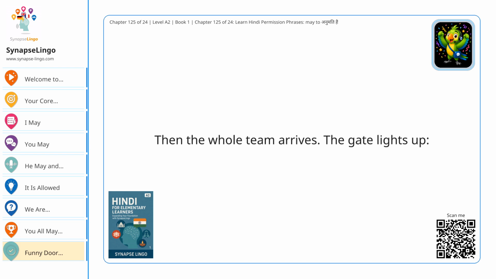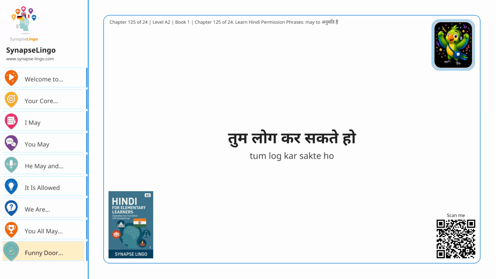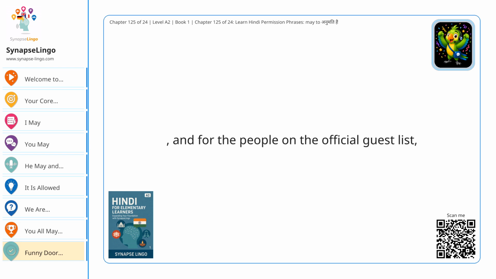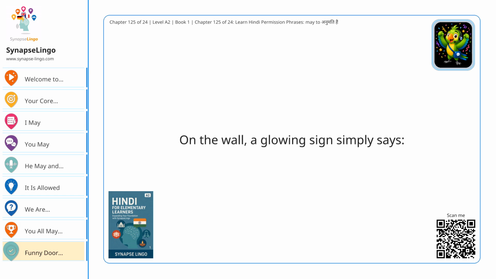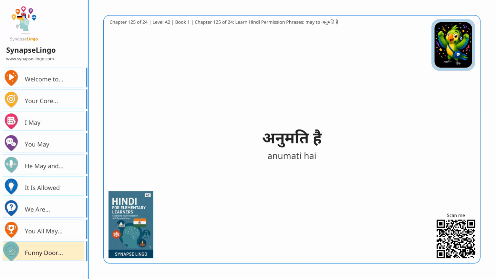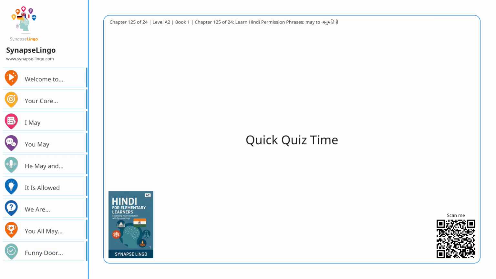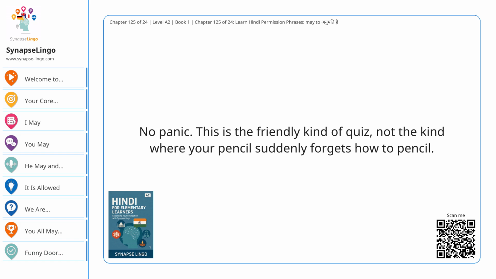Then the whole team arrives. The gate lights up. हमें अनुमति है. तुम लोग कर सकते हो. And for the people on the official guest list, उन्हें अनुमति है. On the wall, a glowing sign simply says, अनुमति है. Quick quiz time. No panic. This is the friendly kind of quiz, not the kind where your pencil suddenly forgets how to pencil.